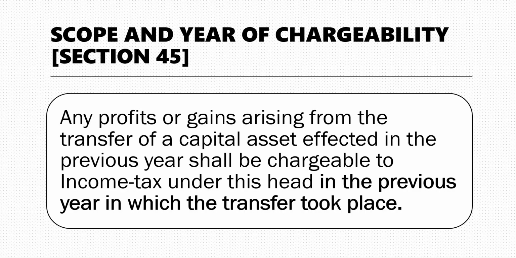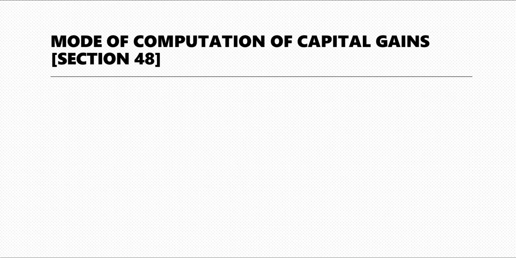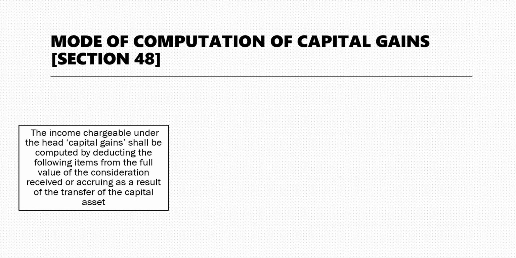Everything is covered. Okay. So, mode of computation of capital gains under section 48. The income chargeable under the head capital gains shall be computed by deducting the following items from the full value of the consideration received or accruing as a result of the transfer of the capital asset.